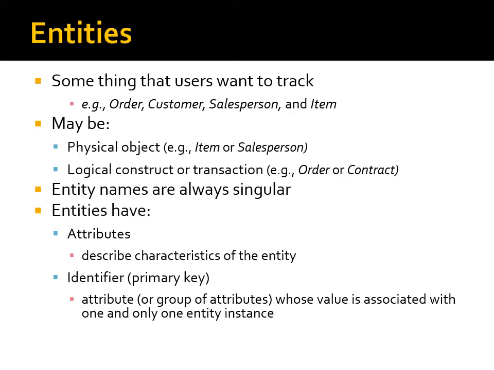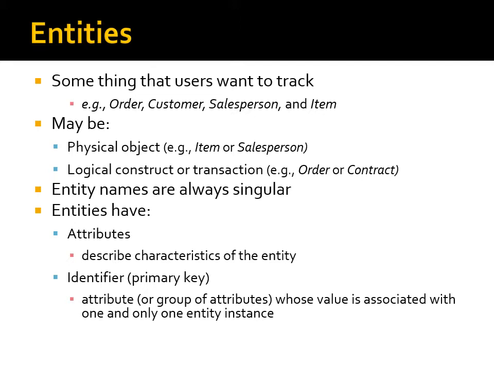I mentioned entities, right? And I'll tell you a little bit more about those real quick. Those are the things that we're trying to track. So maybe orders for our products or customers, maybe the sales staff, maybe the individual items that were ordered. Maybe at Camosun we track students and we track fee payments. We track instructors. We track courses. Those are all things that we want to track.